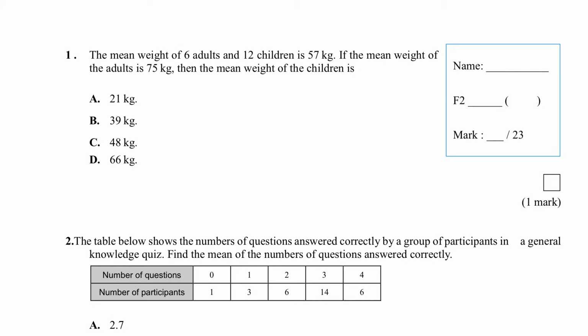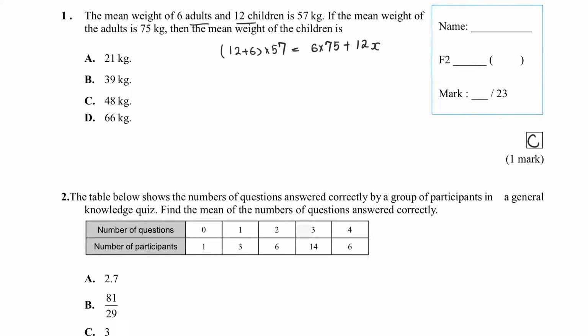Okay, for this one, basically you just set up the equation. It's chapter 13, and now you know that there will be 18 people. So this is the equation that you're going to set: 6 times 75 plus, okay, the mean of that. Maybe you'd like it to be x. So after the calculation, you have c to be your answer.